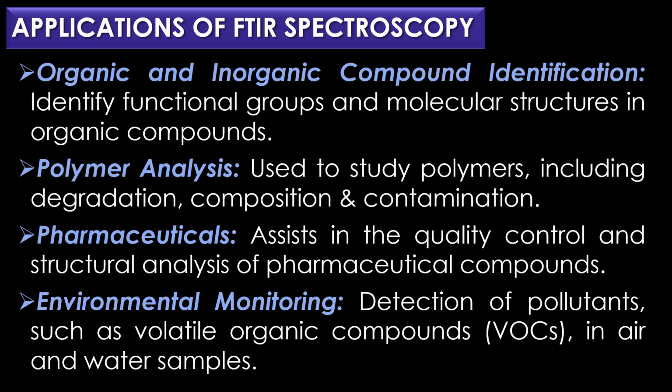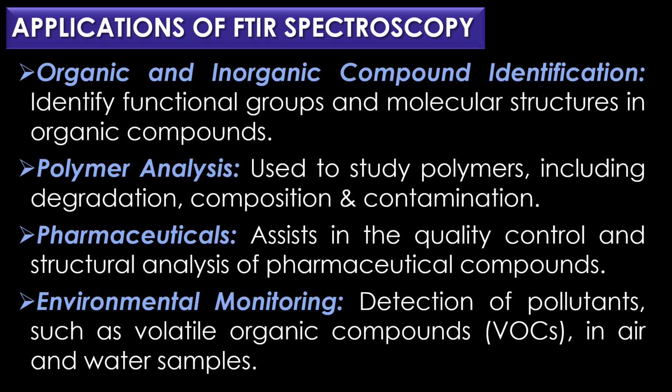Applications of FTIR spectroscopy. In organic and inorganic compound identification, FTIR spectroscopy helps to identify functional groups and molecular structures in organic compounds. In polymer analysis, FTIR spectroscopy can be used to study polymers, including degradation, composition, and contamination. In pharmaceuticals, FTIR spectroscopy assists in the quality control and structural analysis of pharmaceutical compounds.